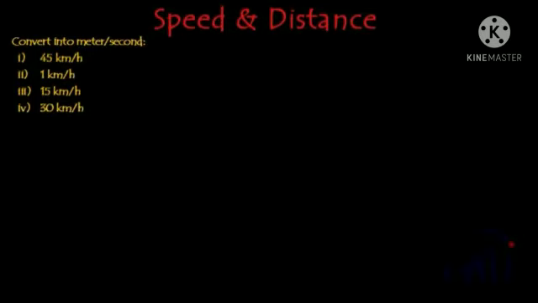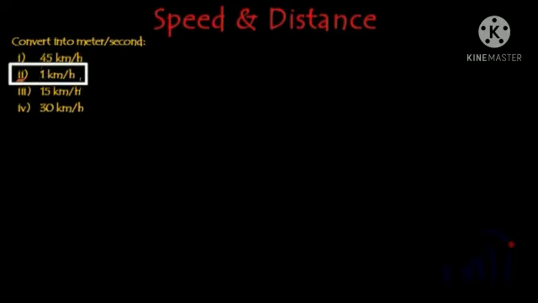Here we are going to solve the conversion problems. As you can see, the problem statement is convert into meter per second. So, we are given 4 speeds which are in kilometer per hour. We have to convert them into meter per second. You can see we have the set of 4 speeds, in which the second one I find the simplest one. It is 1 kilometer per hour. This is the speed. This we have to convert into meters per second.